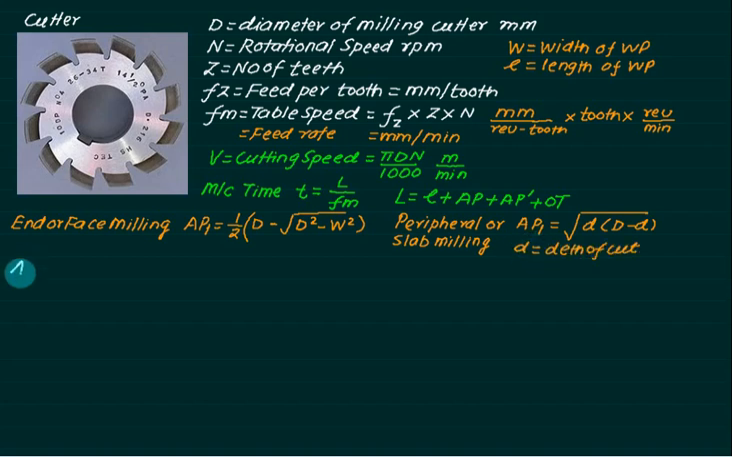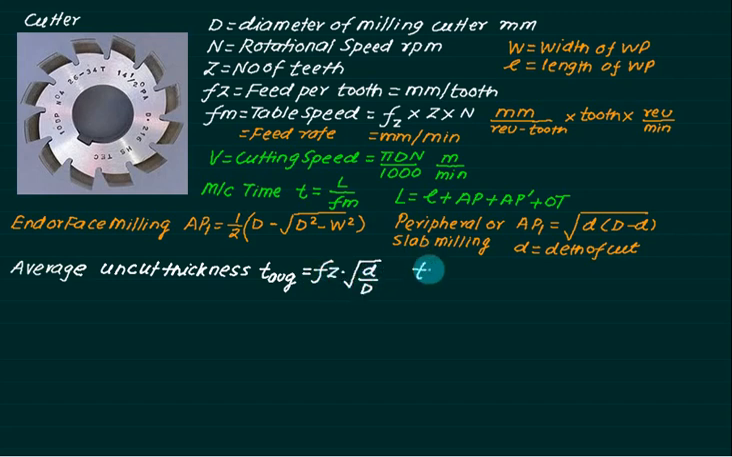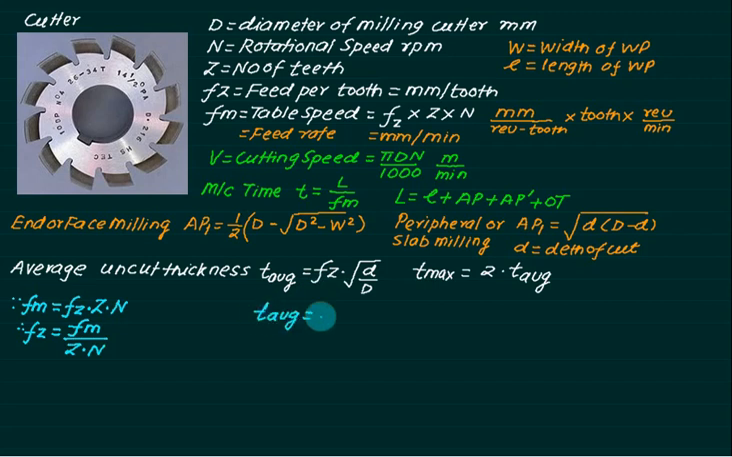Two more formulas you should remember, because normally in the GATE exam they ask you questions based on average uncut thickness: T average equals Fz upon under root of d divided by capital D. Small d is the depth of cut and capital D is the diameter of the cutter, and the maximum uncut thickness is 2 times the average. Recall that Fm is given by Fz into Z into N. So Fz is equal to Fm upon Z into N. In that case we can rewrite T average equal to Fm divided by Z N under root of d by D, and T max is the same as 2 times Fm upon Z into N under root of d by D.